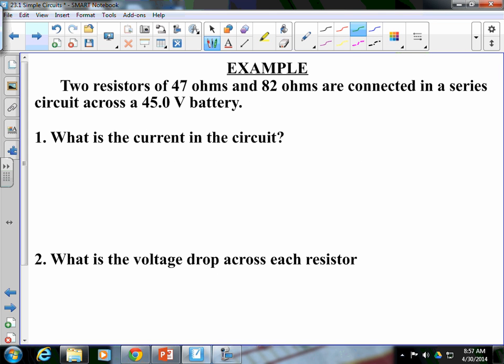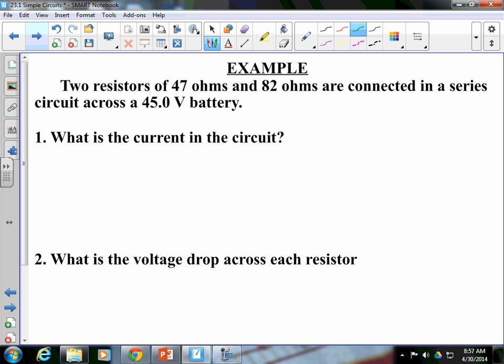What I want you to do is really a couple things. Be able to draw a diagram and be able to calculate voltage, current, and resistance in a series circuit and a parallel circuit. So if we look here, we have 2 resistors of 47 ohms and 82 ohms connected in a series circuit across a 45-volt battery. What is the current in the circuit?